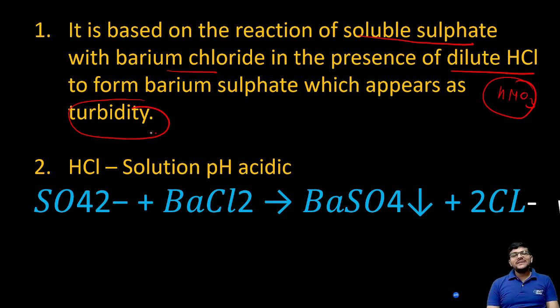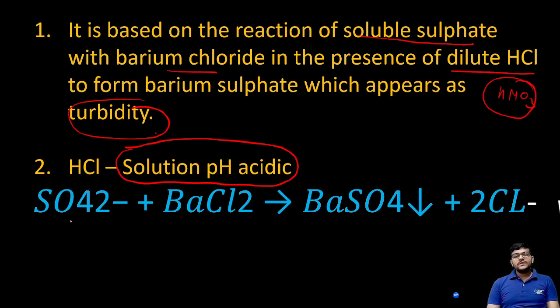Are you able to remember that in the limit test of chloride, there is also formation of turbidity. So what is the role of HCl in the limit test of sulphate? As I told you, we are using HNO3, or we can say HCl. In the limit test of sulphate, the HCl has the role that it makes the solution pH acidic. This is very obvious, that is what the acid does. It can make the solution pH acidic.